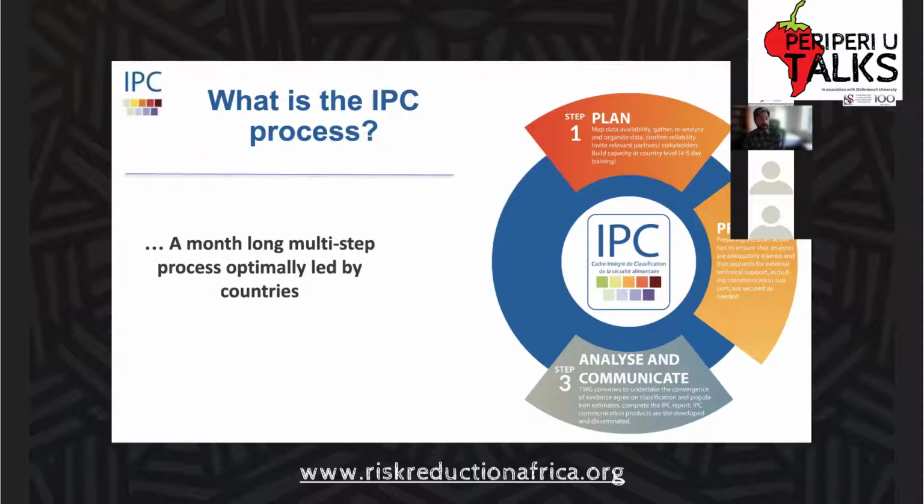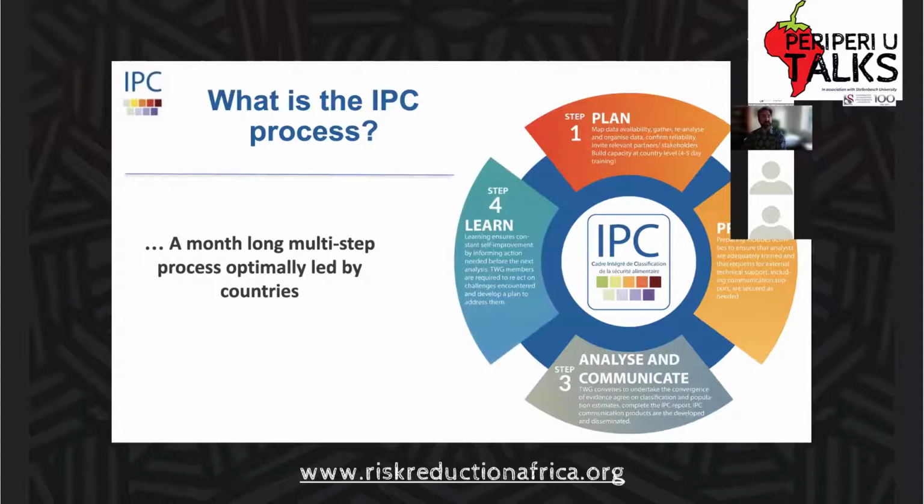And that, as I say, can take anywhere between 3 to 5 days for the really fast ones, and longer ones can take up to 2 weeks. But at the end of that, you come up with an analysis which is then communicated to policymakers and the public. And at that point, assuming it is endorsed, it is complete, and you then begin the learning process to reflect on what you've done, see what you could do better next time, and so on.